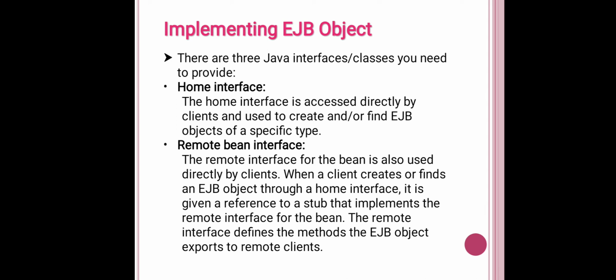Now it's time to start talking about actually implementing an enterprise Java Beans component. No matter whether you are creating an entity bean or a session bean, there are 3 Java interfaces or classes you need to provide. These are home interface, remote interface and bean implementation. First one is home interface. The home interface is accessed directly by clients and used to create and/or find enterprise Java Bean objects of a specific type. Second one is remote bean interface.